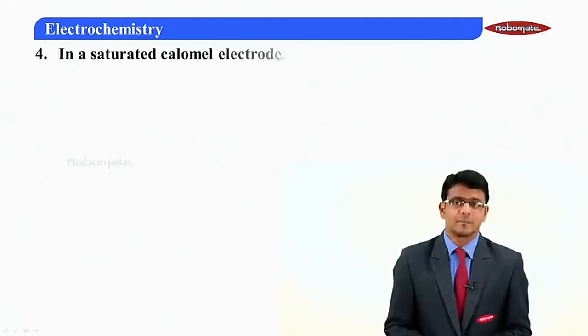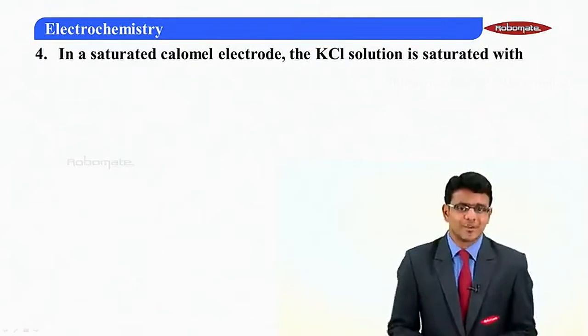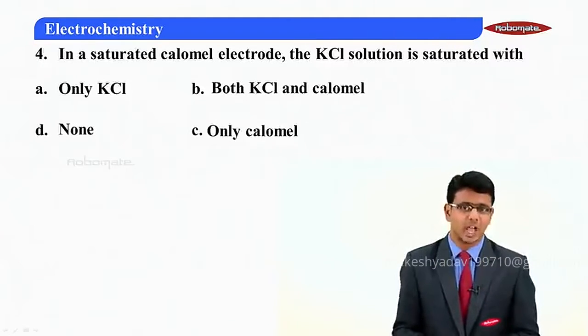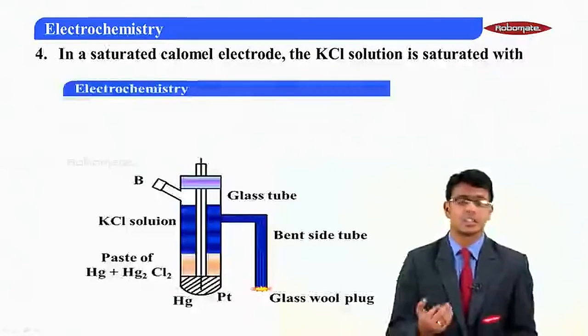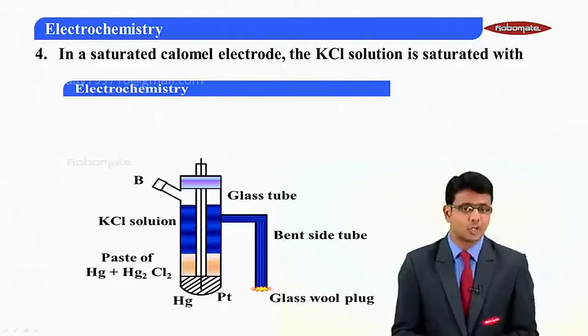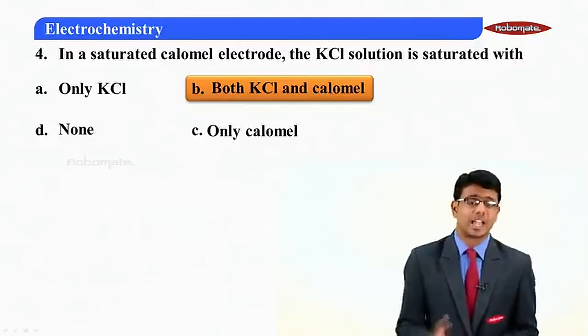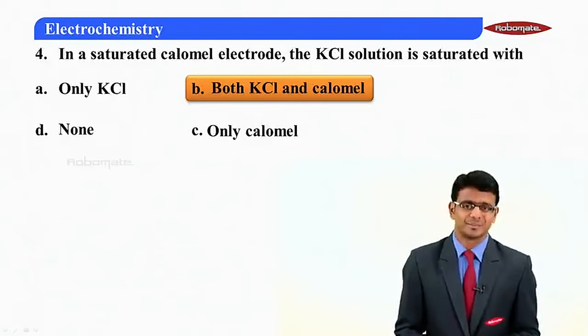The next question is, in a saturated calomel electrode, KCl solution is saturated with, options: only KCl, both KCl and calomel, none, only calomel. And again we had discussed during the construction of calomel electrode that KCl solution is saturated with both KCl as well as calomel. Calomel is precisely the sparingly soluble salt of mercury, right?